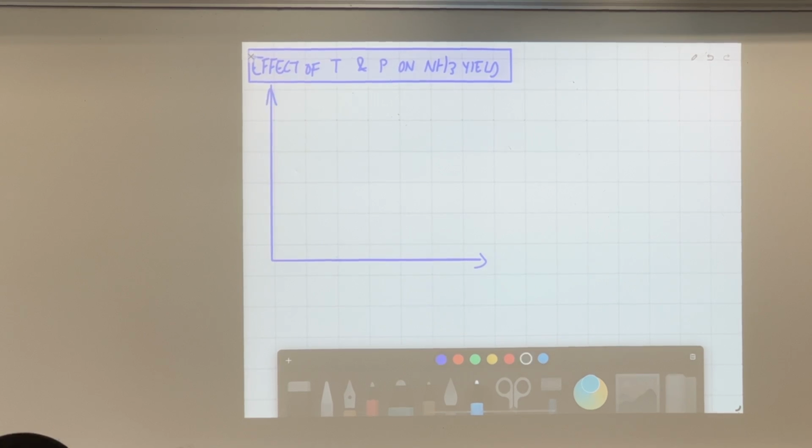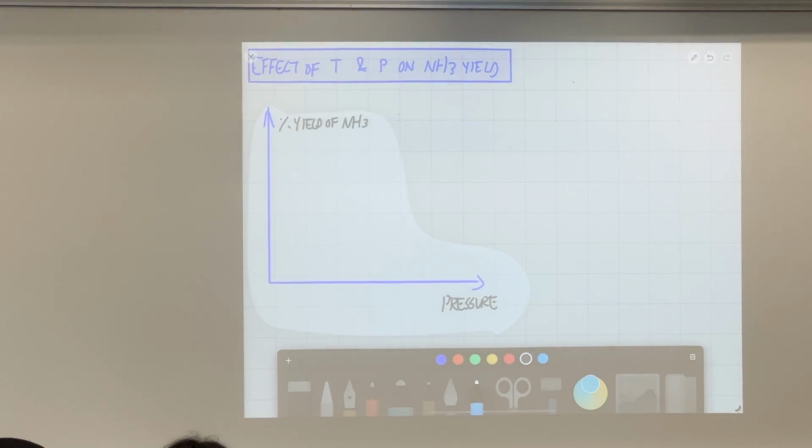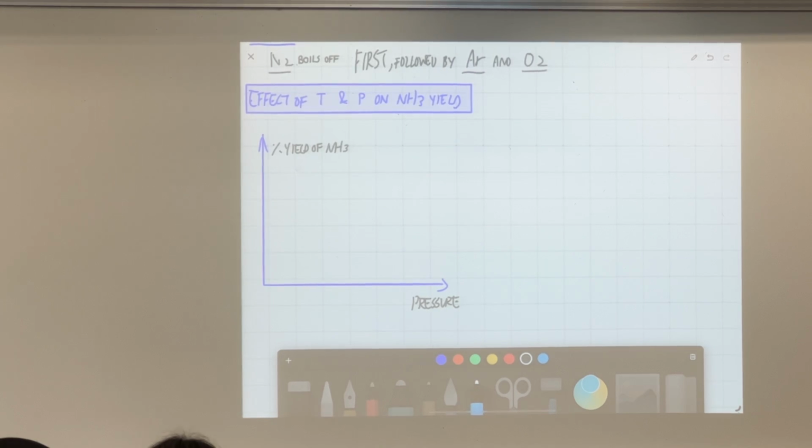The y-axis shows you the percent yield of ammonia. The higher the better, of course, okay? And the x-axis shows you pressure, okay? And then you don't see another axis with temperature on it. That's because the temperature information is available in the form of different curves, okay?